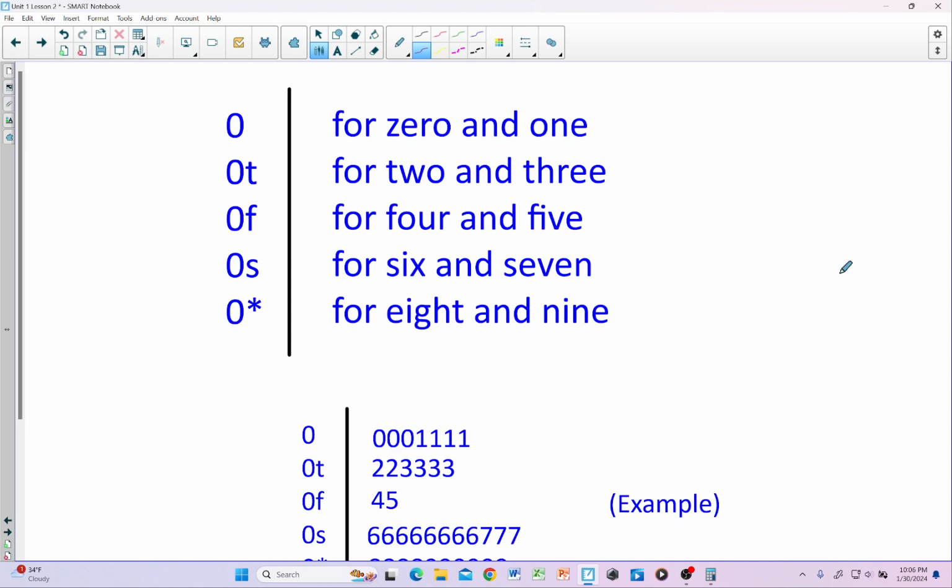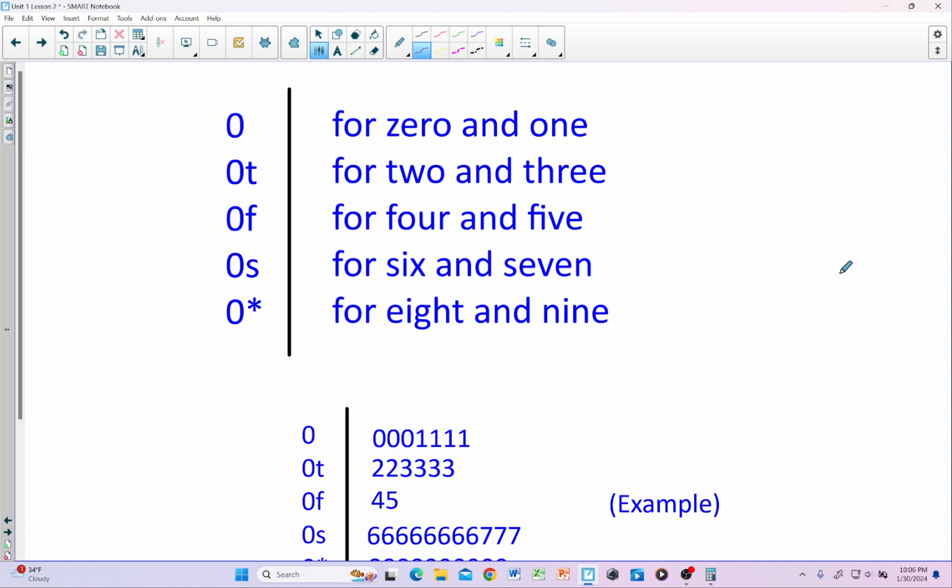6 and 7 begin with s. And then 8 and 9, you could use whatever symbol, but we know it's the last one. A lot of times we'll use an asterisk. And actually, think about it like the asterisk on a keyboard is Shift 8. So that's not too bad.